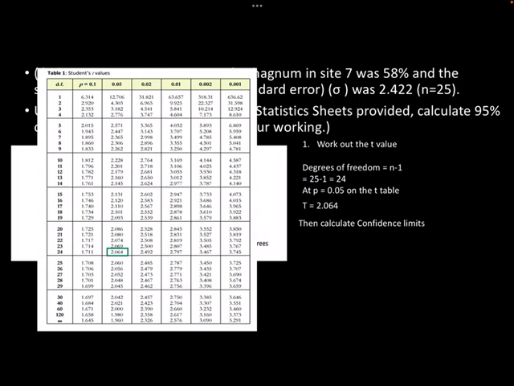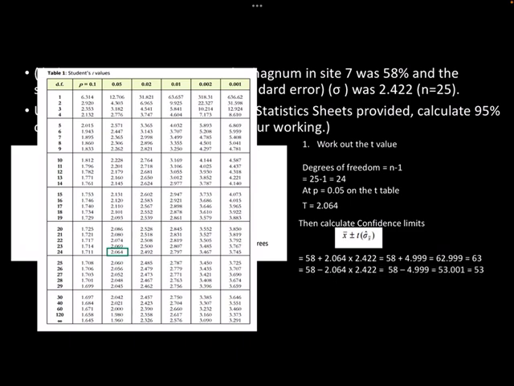Now that we've got that, we can work out our upper confidence limit and our lower confidence limit. So we are doing our mean value, which we were told was 58, plus or minus the t-value, 2.064, multiplied by the standard error, the standard deviation about the mean value, which we were given was 2.422. To find the upper limit, we add: 58 plus 2.064 multiplied by 2.422, and that gives us an answer of 63. The lower limit, we take it away and we get 53. So our upper confidence limit is 63, the lower confidence limit is 53.